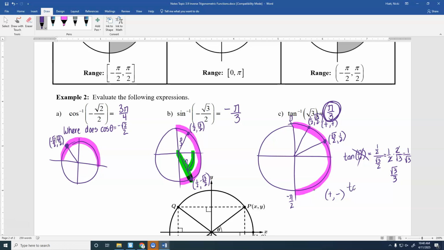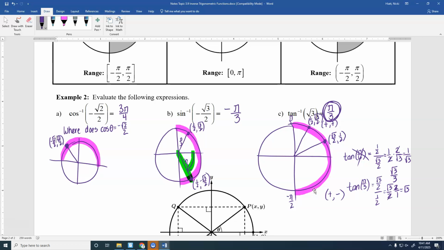But just to show you why it works out, tangent of pi over 3 is going to be square root of 3 over 2 over 1/2, which is going to be square root of 3 over 2 times 2 over 1. 2's cancel. You just get the square root of 3 there.